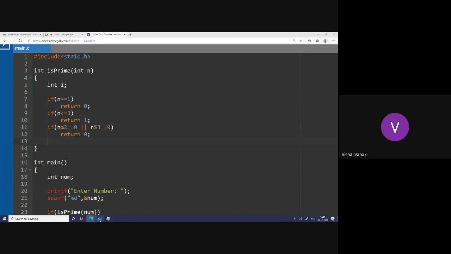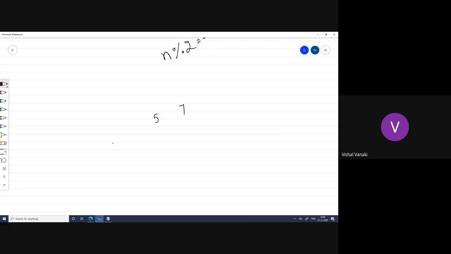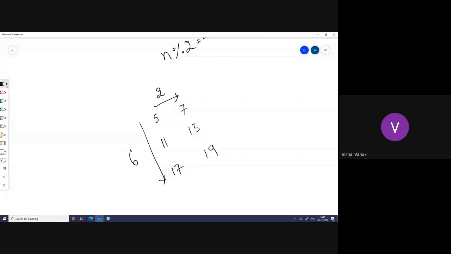The next thing is, I have to check the remaining prime numbers, that is 5, 7, 11, 13, 17, 19. Can you see here, there is a pattern for prime numbers. Here the difference is 2 and here the difference is 6. Between 5 and 7 the difference is 2, and between 5 and 11 the difference is 6. Are you able to understand this difference?